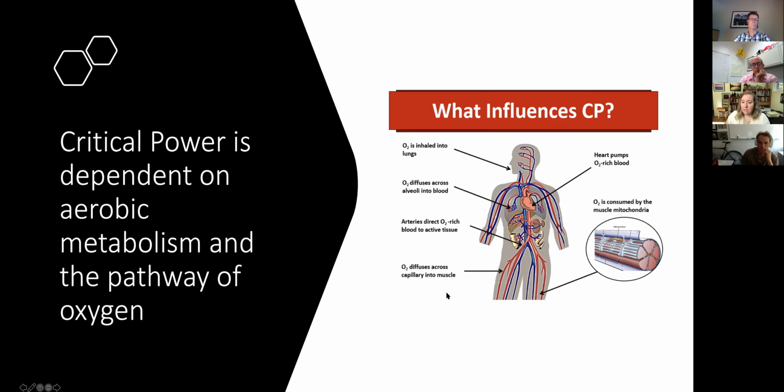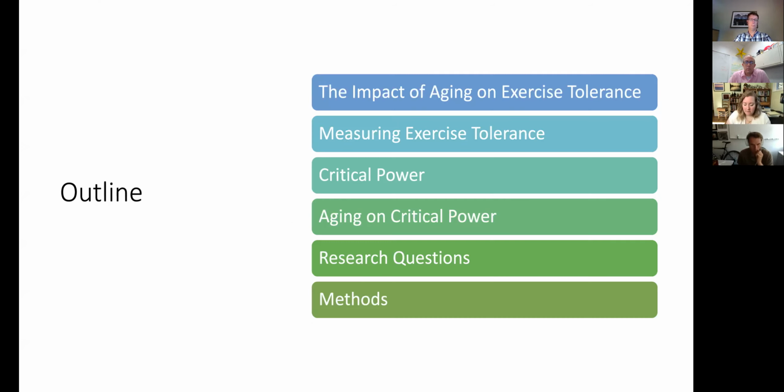Another area that influences critical power is the capillary density around the muscles. As you increase the capillaries around the muscles, you increase the surface area that oxygen can diffuse through, and you can increase that oxygen that gets to the muscle. And then the last one we see is the mitochondria. As oxygen is transported from the blood to the muscle, it will get transported to the mitochondria where it can help in aerobic metabolism, which ultimately produces ATP, allowing the muscle to contract or exercise.